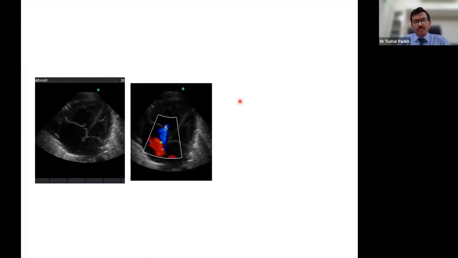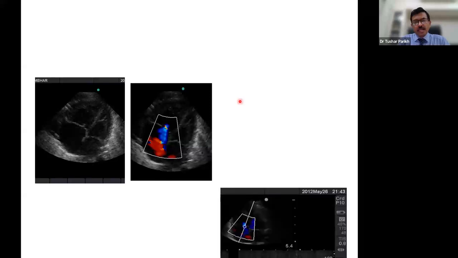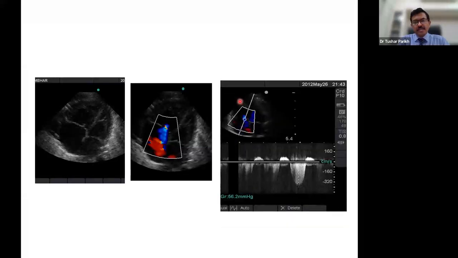Now, what you do is an apical four chamber view. This is a little subcostal, the apical view is not coming properly. So this is a little suboptimal, but I am getting a good tricuspid valve opening. I put a probe there, and then I get a regurgitant jet, a blue colored jet, which is seen at the tricuspid valve. And then I put a continuous wave Doppler there, and I get a regurgitant jet. And here I can get the velocity, and based on that, I get a gradient of 56.2 millimeters of mercury.